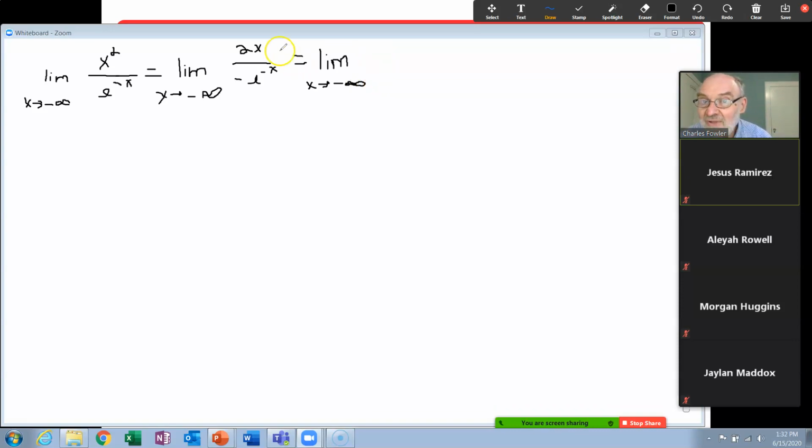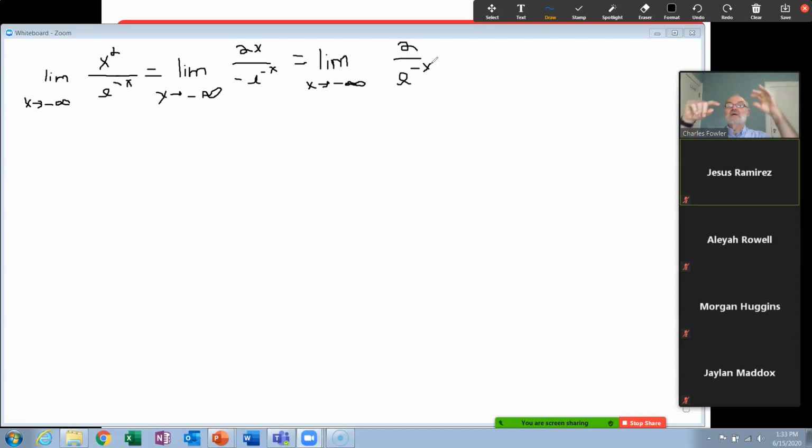Okay, now let's take the derivative again. What do we have here? Derivative of 2x is 2. That's the numerator. The denominator is going to be a minus e to the minus x times another minus, and that's going to be back to being e to the minus x.